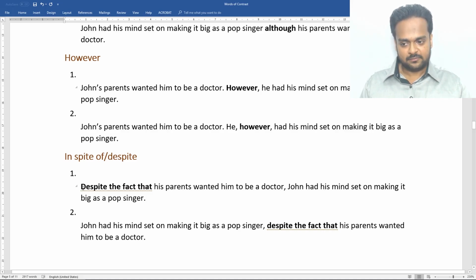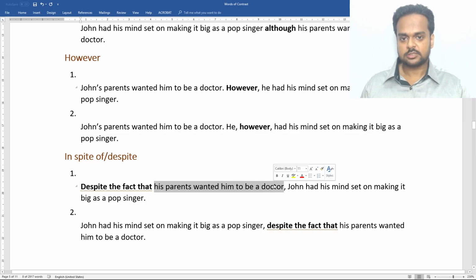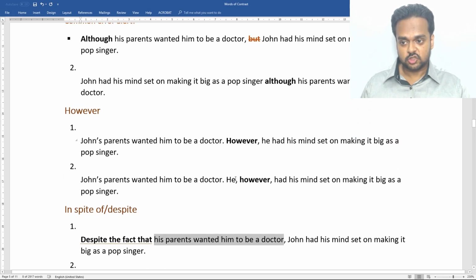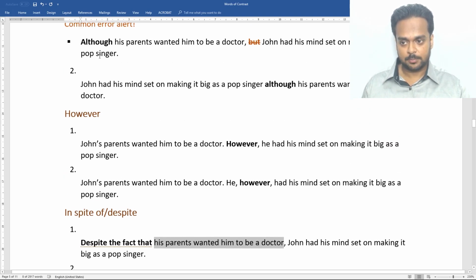So despite the fact that allows you, it's a phrase, and this phrase allows you to write the first clause as it is, as a full sentence. So in this way, it's just like although. If I scroll up here, you see we've said, although his parents wanted him to be a doctor. So although plus a full sentence. And here we've got the exact same form, despite the fact that, and then a full sentence.